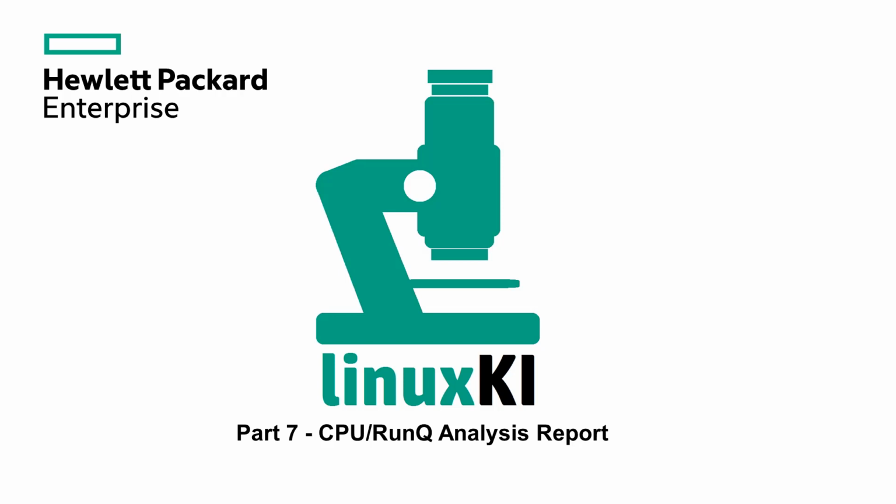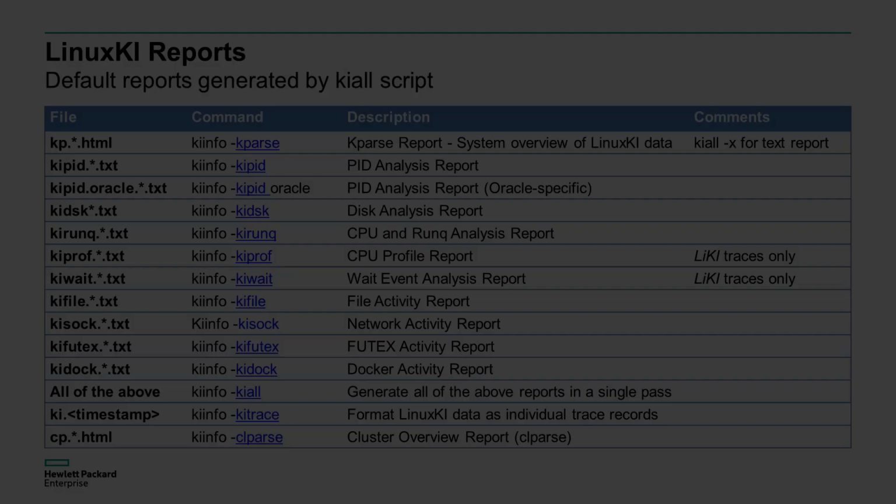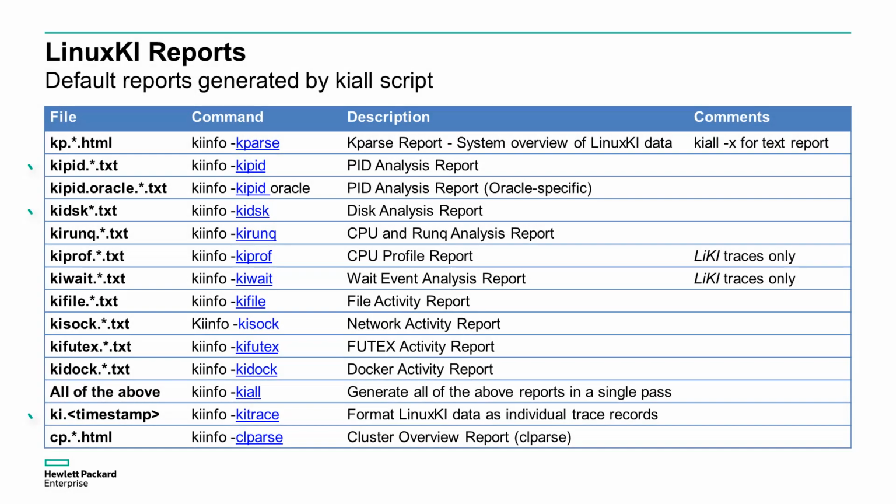In this session, we continue with the LinuxKI text-based reports with the CPU and RunQ analysis report. The table here describes the various reports generated by the KI all script and the reports covered so far. The CPU and RunQ analysis report is in the text-based file starting with KI RunQ. We'll discuss this report next.